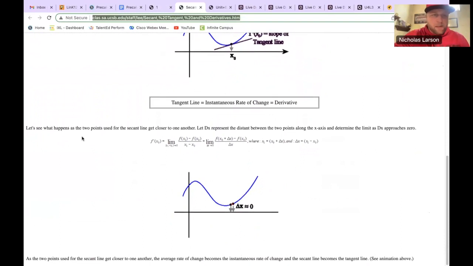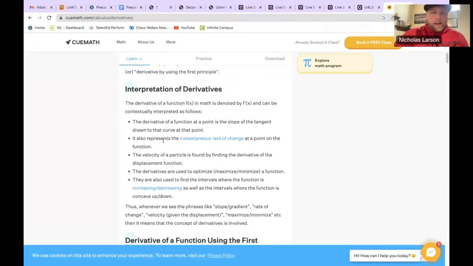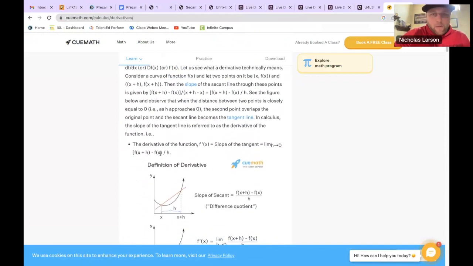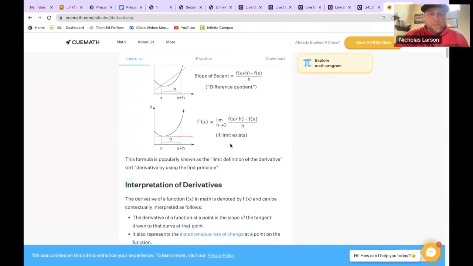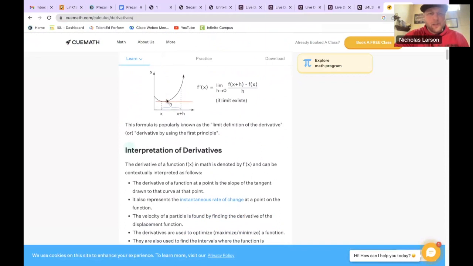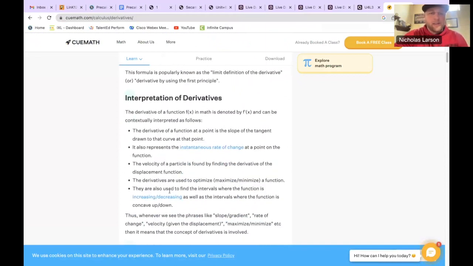If we look at this example, let's see what happens as the 2 points used for the secant line get closer to one another on the x-axis. We can see we've got our change in x, our change in y, and as it gets closer, our change in x becomes approximately 0, which creates our tangent line, also known as the derivative. Watch this again, it moves closer and becomes approximately 0 right there. Again, reiterating: what is a derivative? It's the slope between the 2 points. We're looking at the limit as it exists, which is where the tangent line is, and that gives us our instantaneous rate of change.